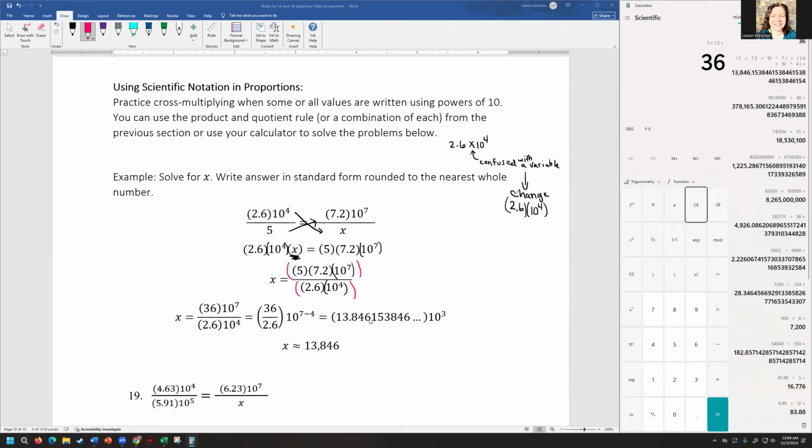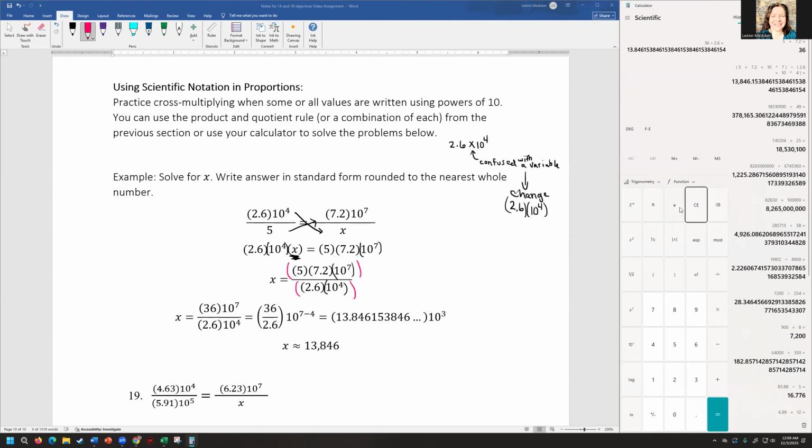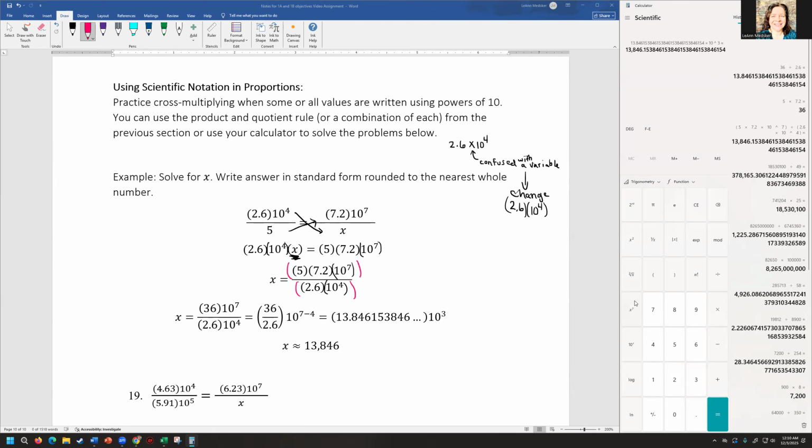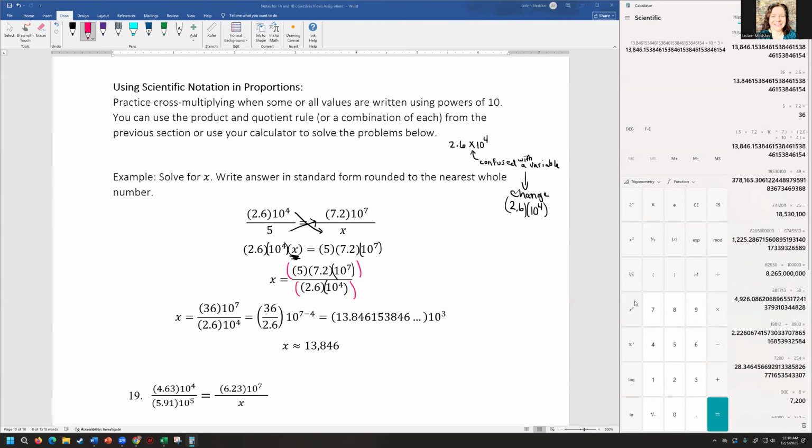And I did work out this on the calculator. So I would have had 36 divided by 2.6. That's where I got that really long decimal. Notice I used the answer key, but you would not clear your calculator. Leave it just like this on your calculator, times it by your 10 to the 3rd, and hit enter. So notice we get the same answer that I have there.